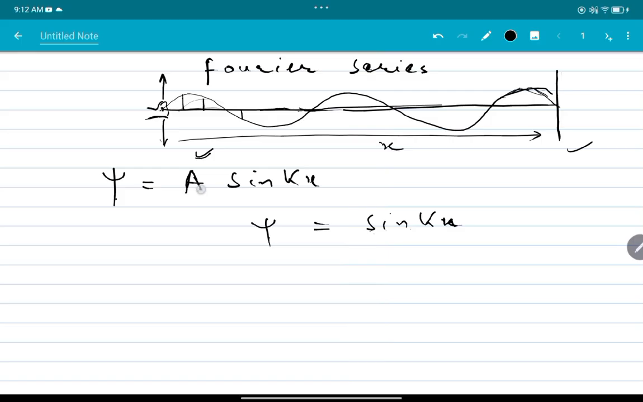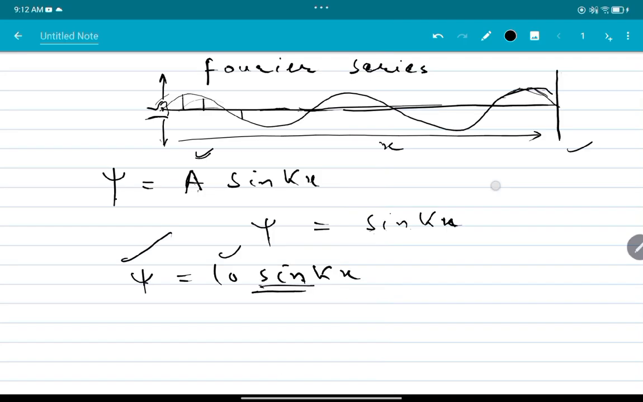We write it here. Say, for example, the amplitude of this is 10. So I will write psi is equal to 10 sine kx. When I say the amplitude of this is 10, I mean 10 centimeters or millimeters. So this represents the amplitude. Why this sine? Because the shape of the wave is identical to sine. The displacement increases and decreases.